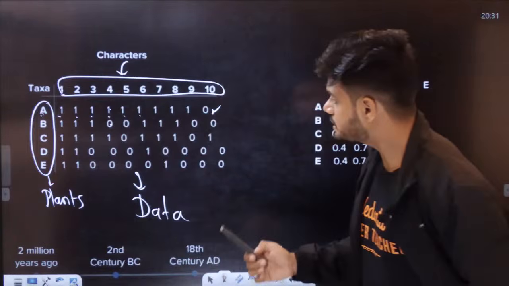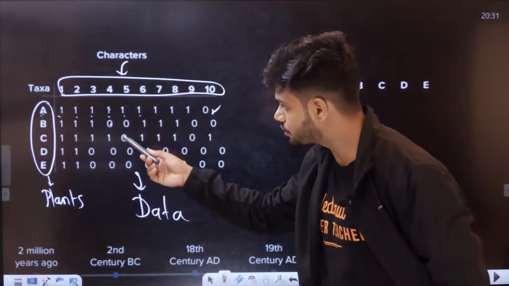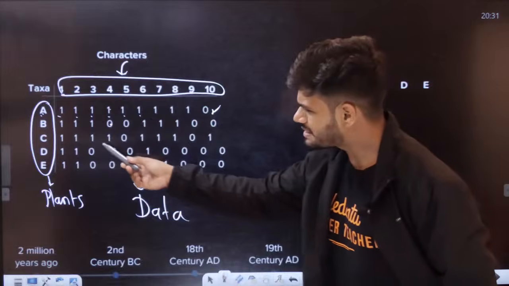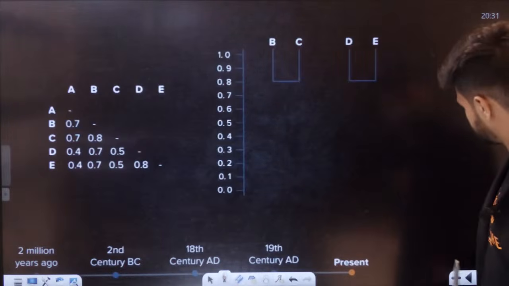Now similarly, if you see C and D, 1, 1, 1, 1, 1, 0, 1, 0, 0, 0, 1, 1, 1, 0, 1, 0, 0, 0, 1, 0. There are some similarities, differences are also there. So with the help of that, okay.